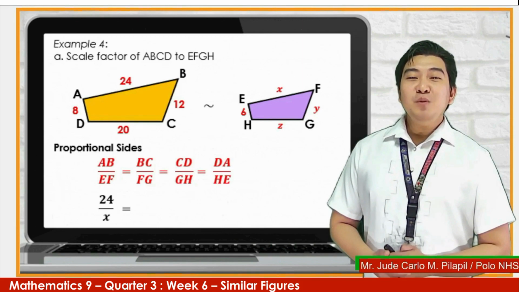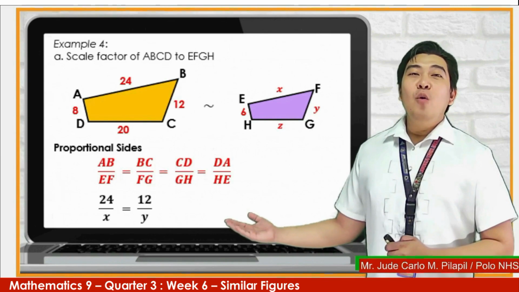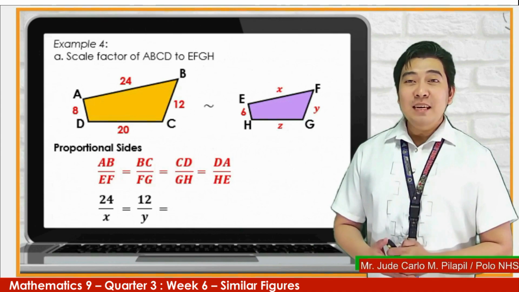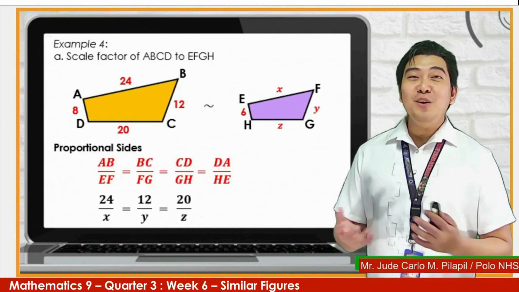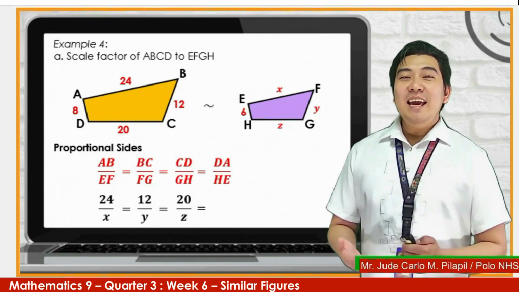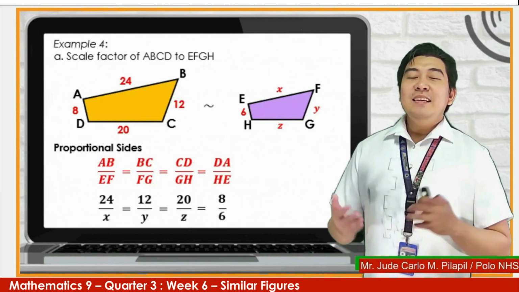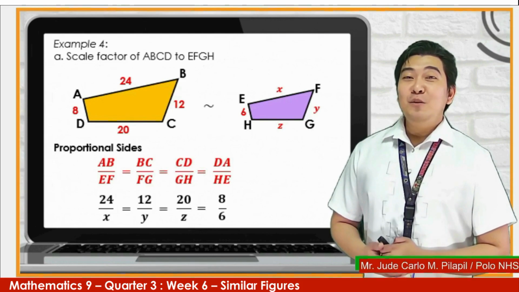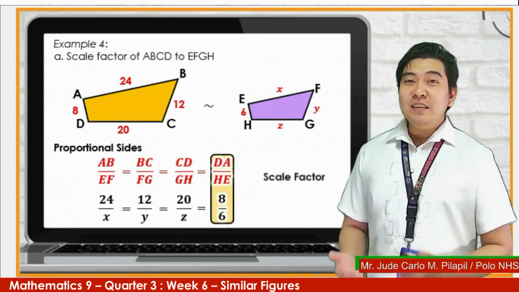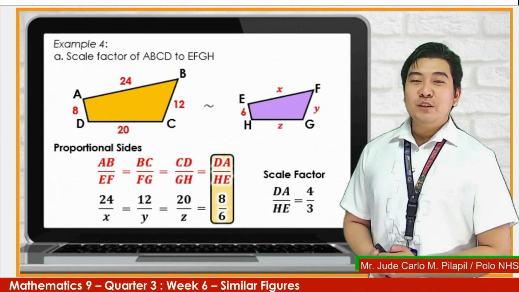Next, BC is 12 and FG is Y. That's why we obtained 12 over Y. CD is 20 and GH is Z. That is why we have 20 over Z. And the last one, DA measures 8 and HE measures 6. That is why we have 8 over 6. The scale factor that we can use is the ratio, DA over HE, which is equal to 8 over 6. This has the lowest term, 4/3.